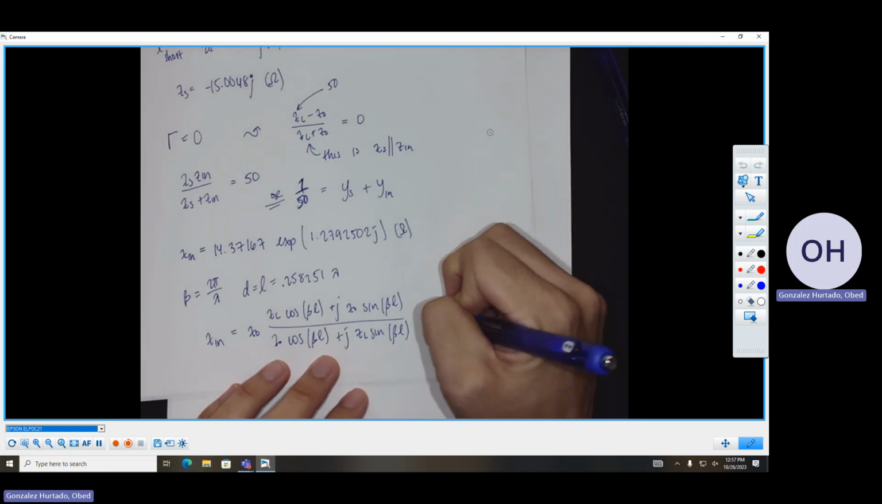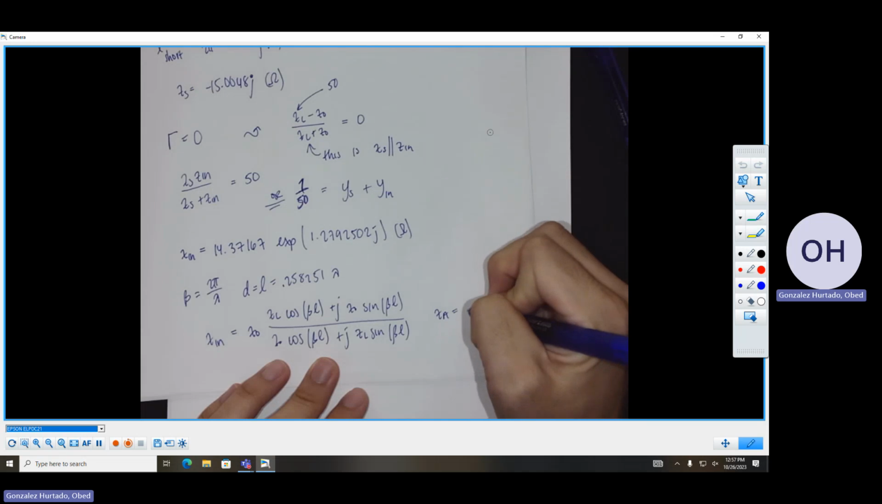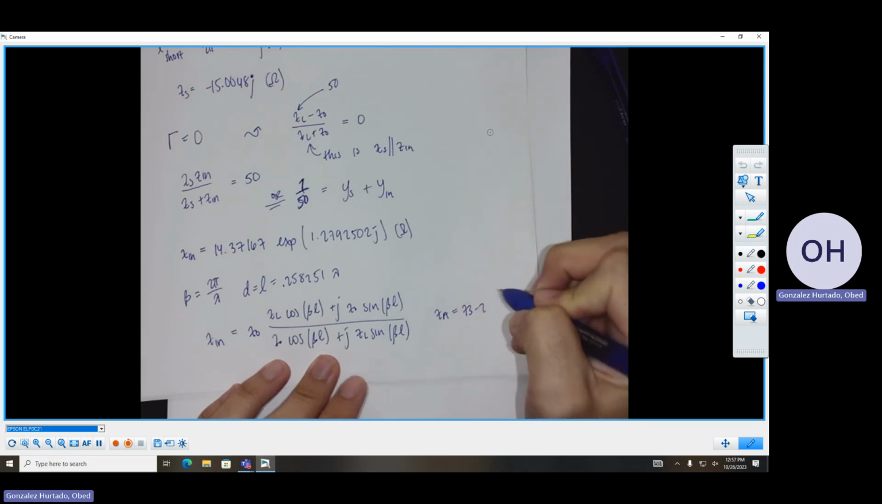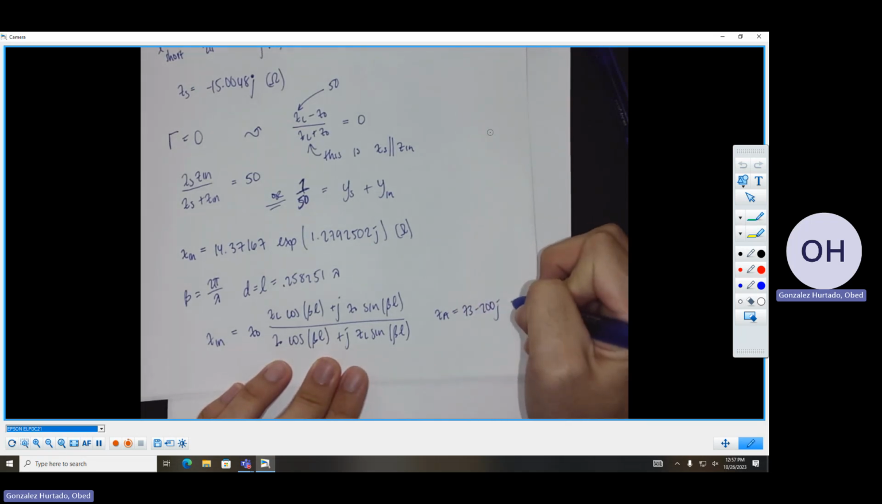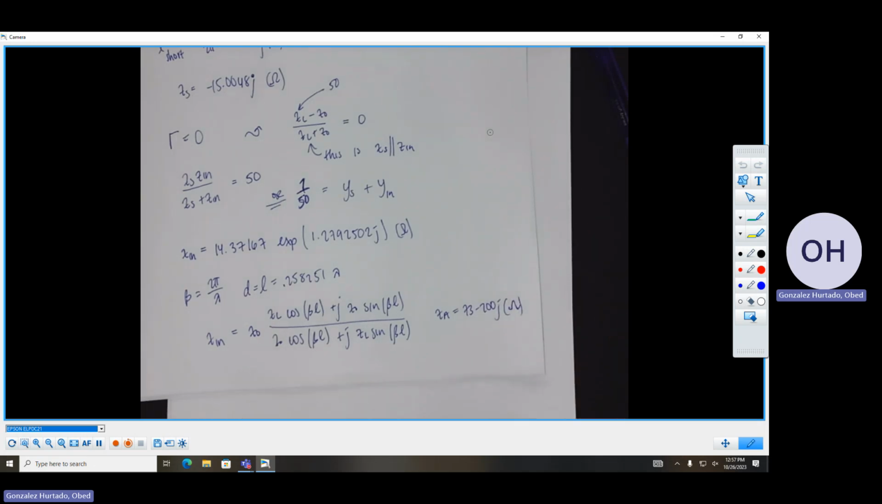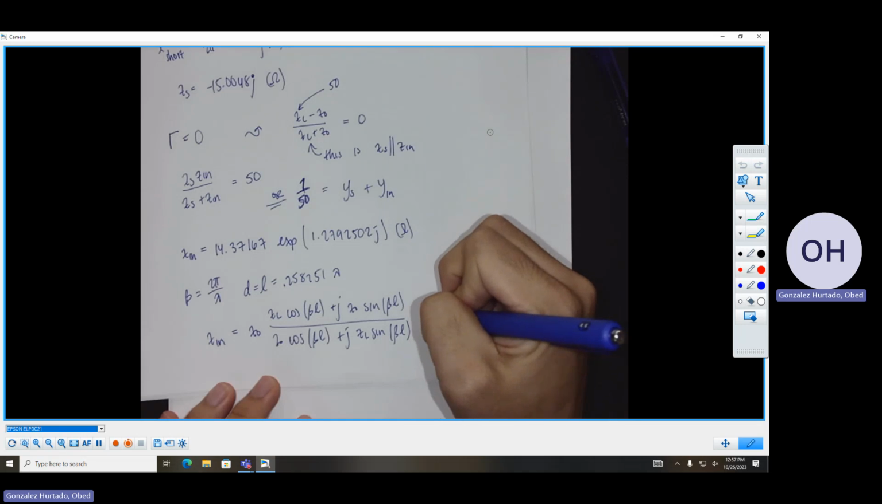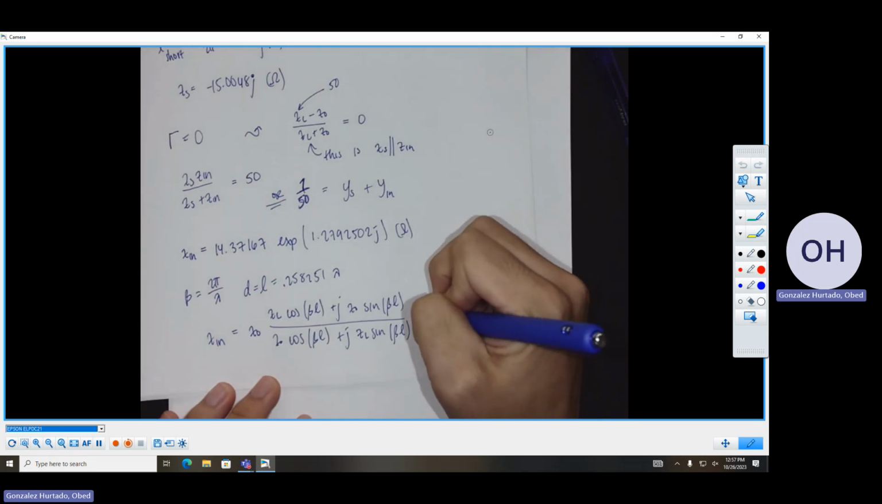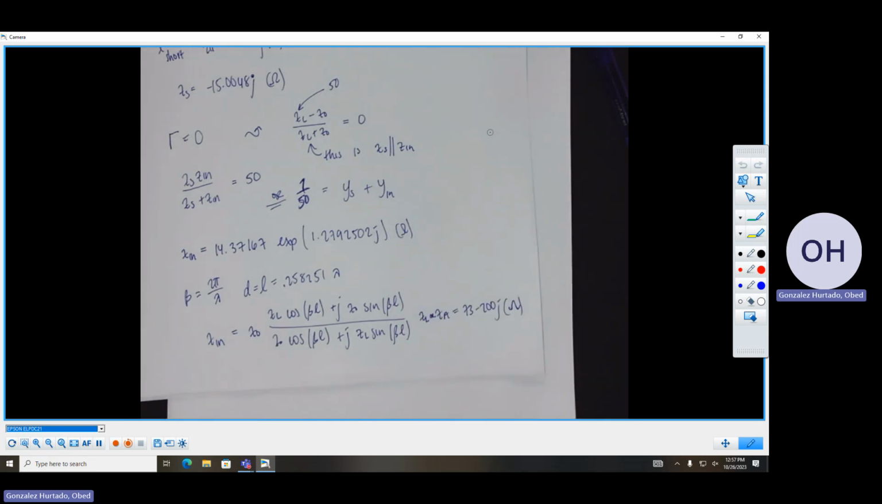By the way, you end up getting ZA being 73 minus 200. So tiny. Very simple.